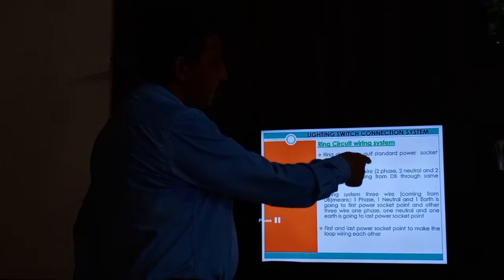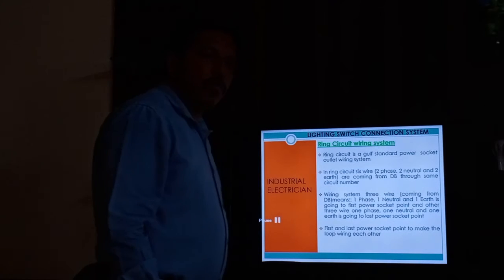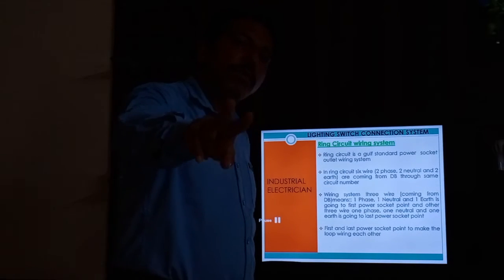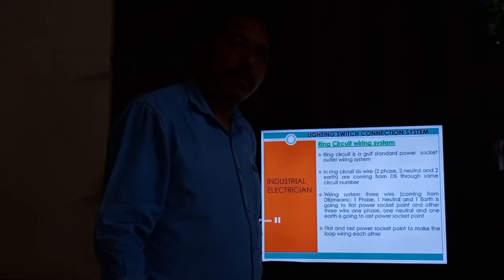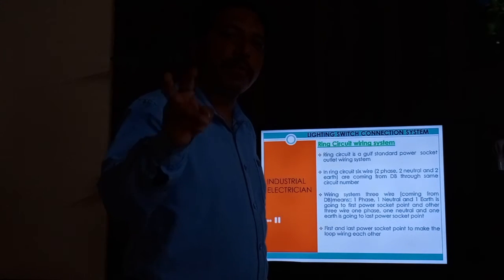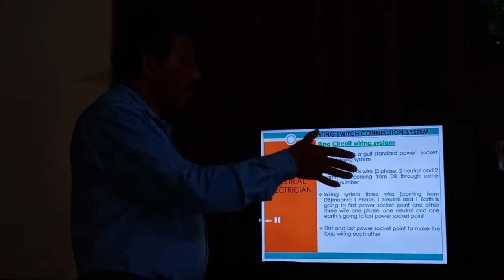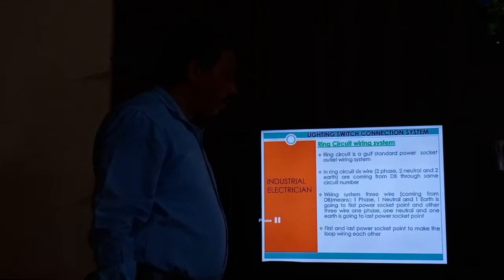So you should not be confused about the 2 phase. 2 phase means 2 phase wires of the same color code. R1 means red two phase, Y1 means yellow two phase, and B1 means blue two phase. You can be clear about this one.